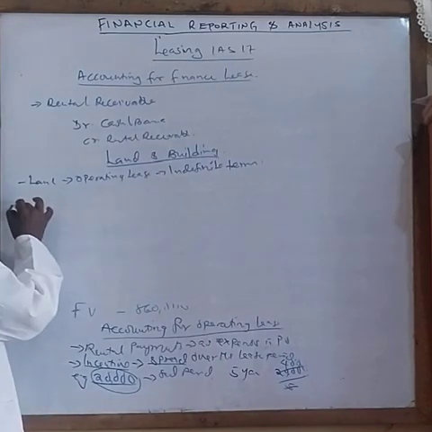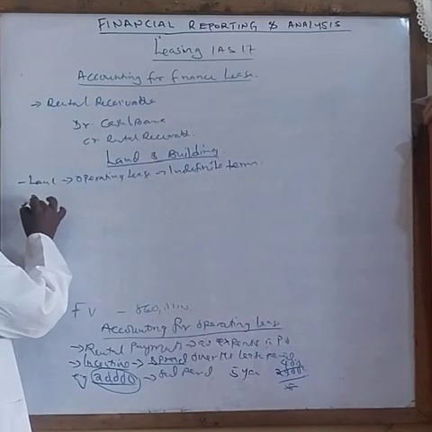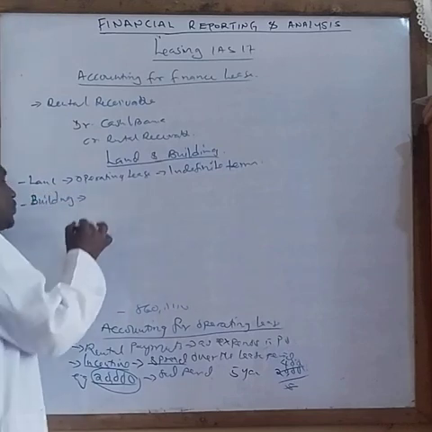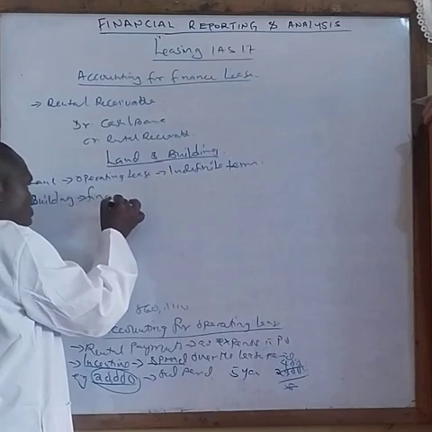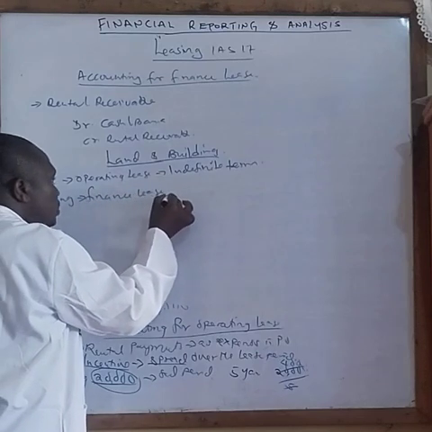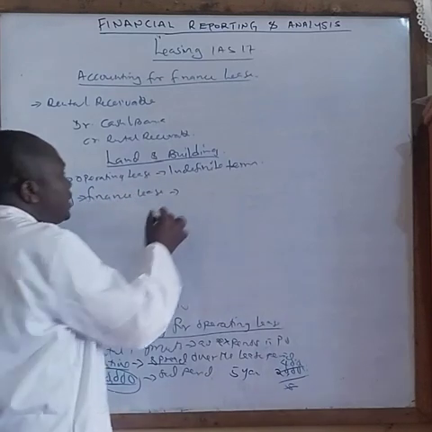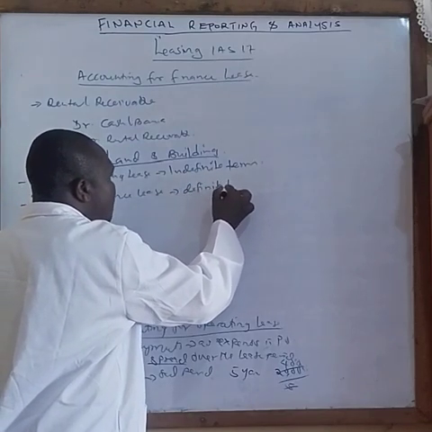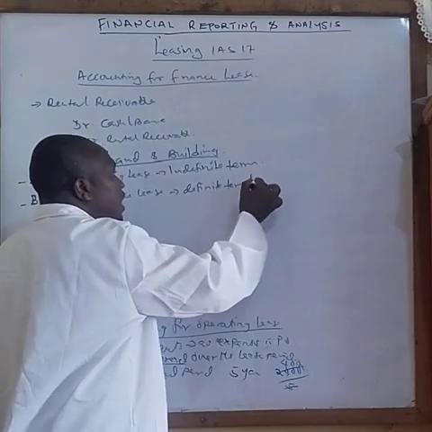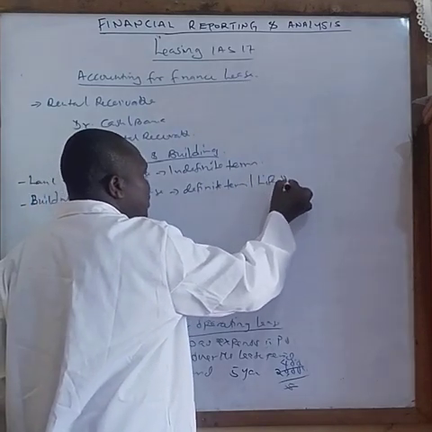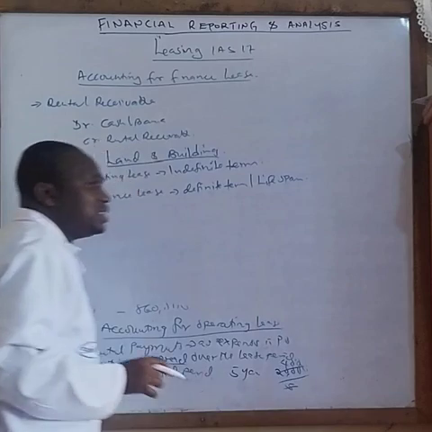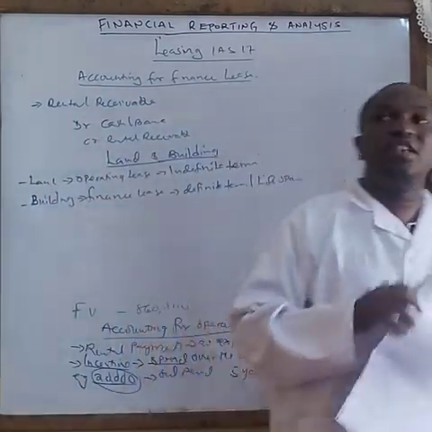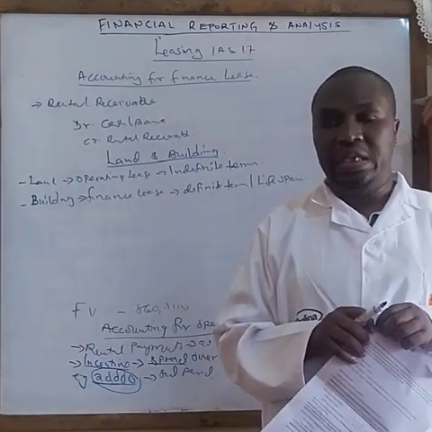Yes, that is point number two. What about the building? The building is always classified under finance lease. Why? Because a building has a definite period, a definite term. In simple terms, it has a lifespan. Buildings don't stay for many years. Buildings keep on depreciating until it is zero.